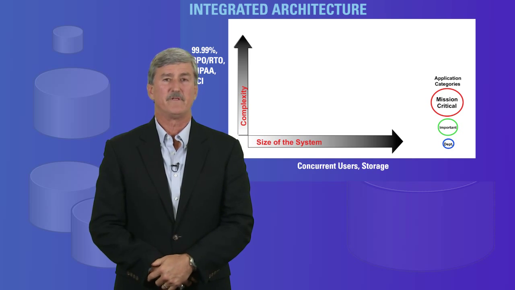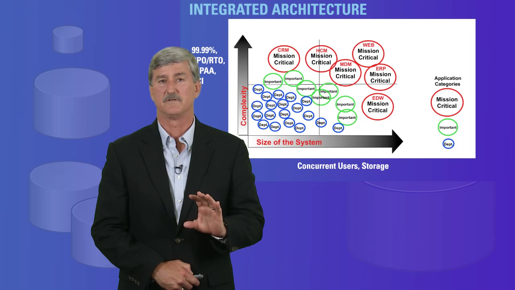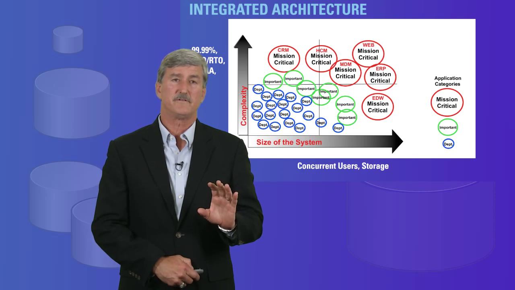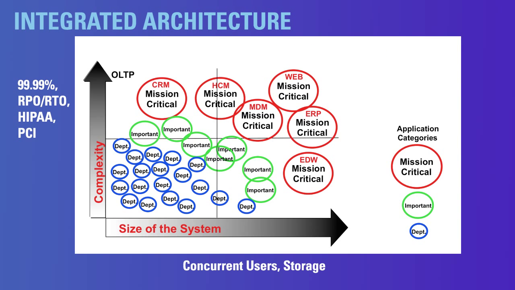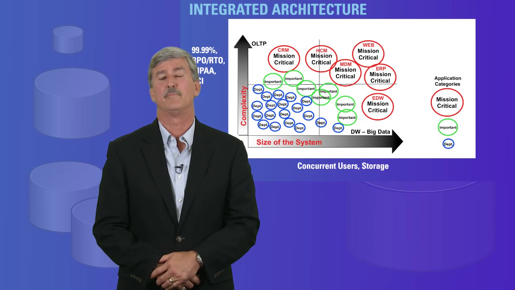So when we map these, we see patterns typically like this, where we see a layer of departmental systems, a layer of important systems, and then a handful of these large mission-critical applications. And on the upper left quadrant, that's typically where we see OLTP applications. They're usually pretty complex, but not all that large, as opposed to the bottom right quadrant, which is data warehouse and now big data. So we see very, very large systems, but they're not all that complex.